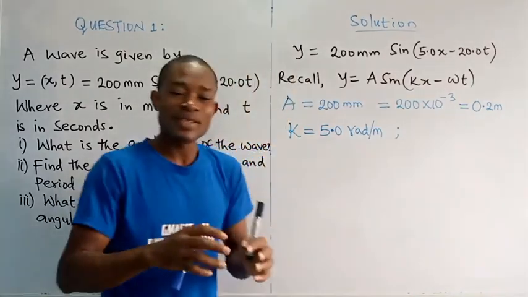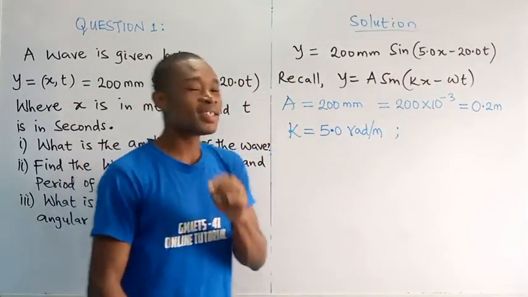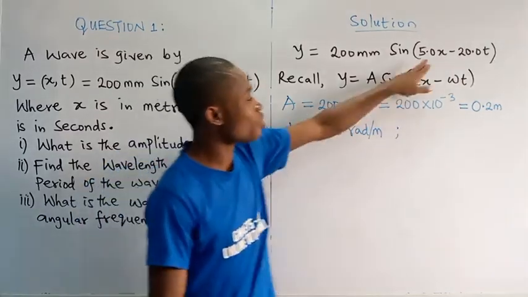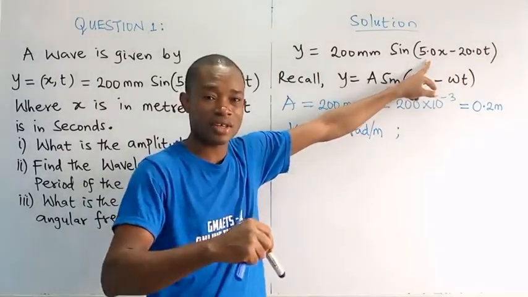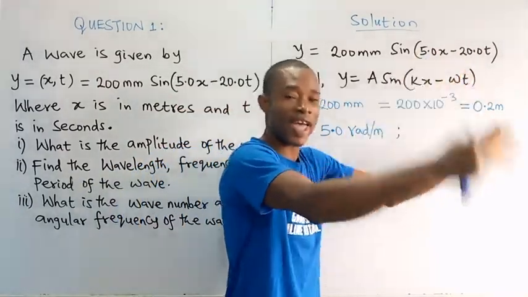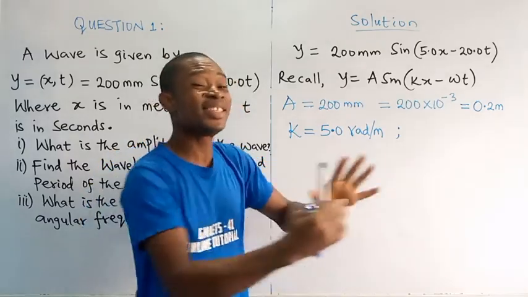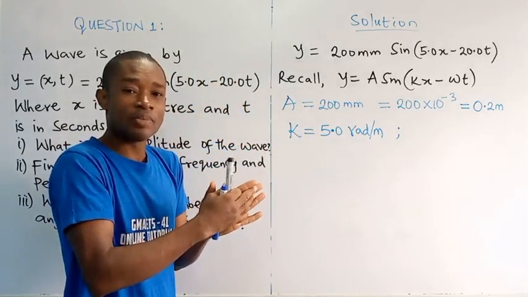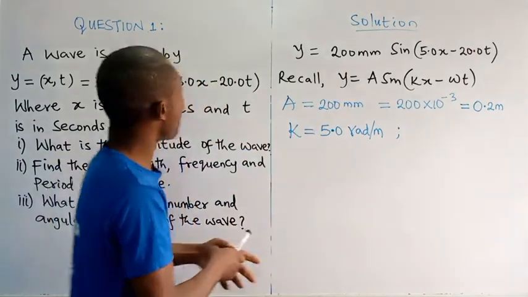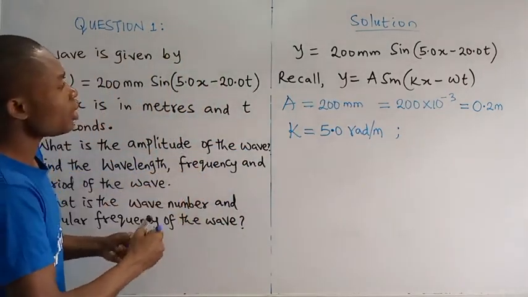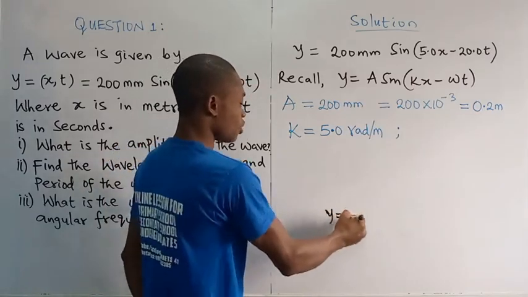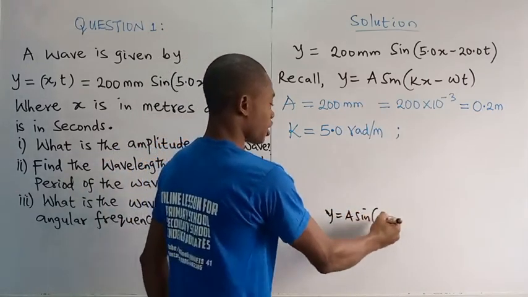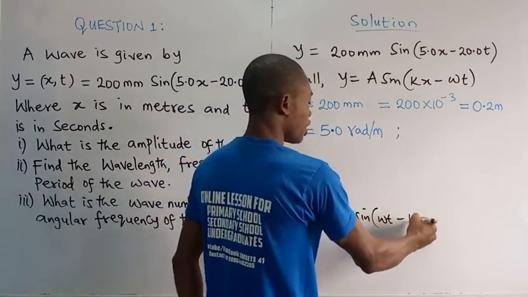You know, why I'm saying this is because your examiner can still decide to rewrite this equation in such a way that 20t will come first, then minus 5x. Are you getting? The t part can come first, followed by what? The x part. Let me just show you here. Let me write it down. This is what I mean. The equation can be given as y equal to a sine open bracket omega t minus kx.